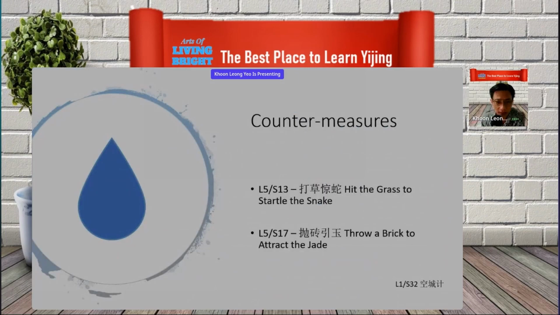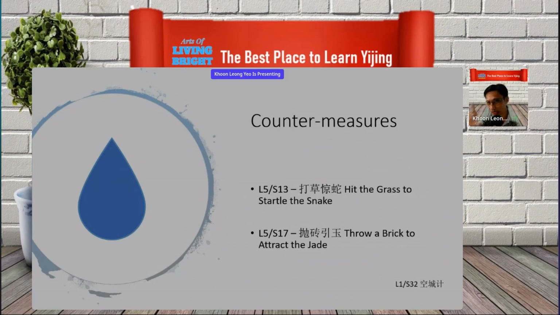Countermeasure. You can use 13 or 17. 13 is 打草惊蛇. Let's talk about Singapore. Singapore, we show that we have this military might, this military capability. Other countries may want to use 打草惊蛇, hit the grass to startle the snake, to see how we respond. You get my point? That's like Taiwan and China. Send the military so near to the straits, and then you see how people respond. This is called 打草惊蛇.